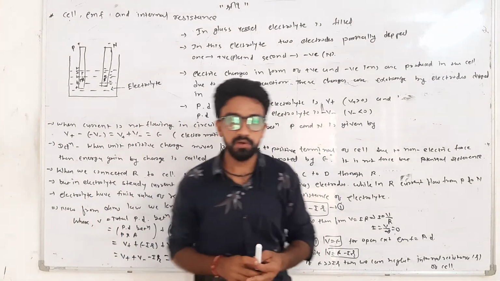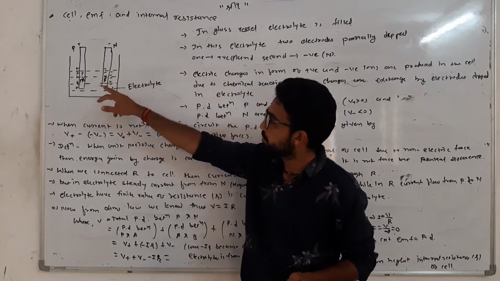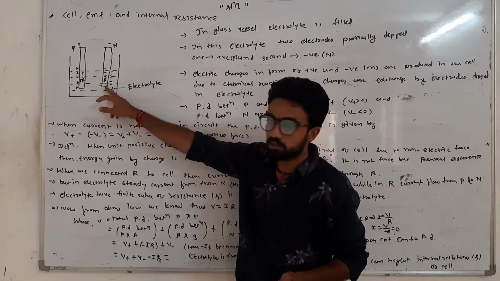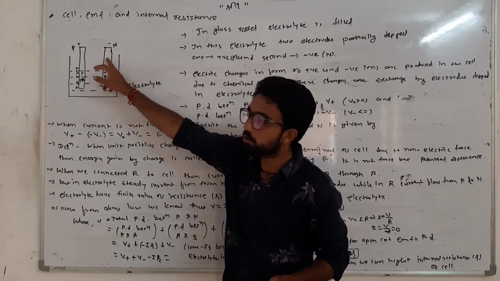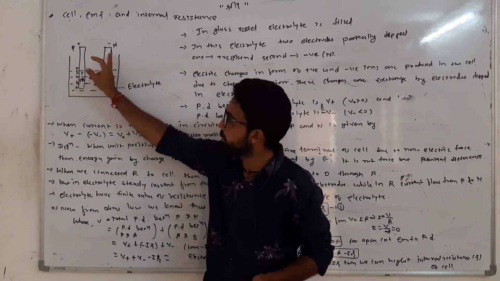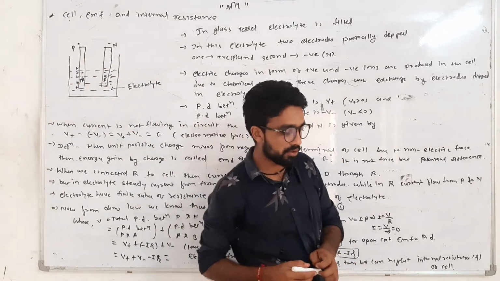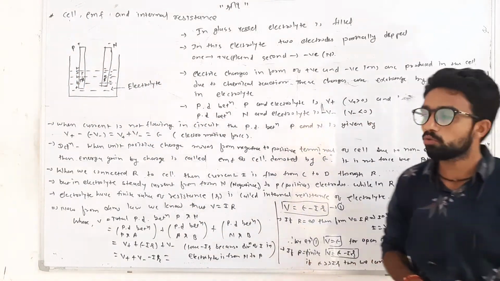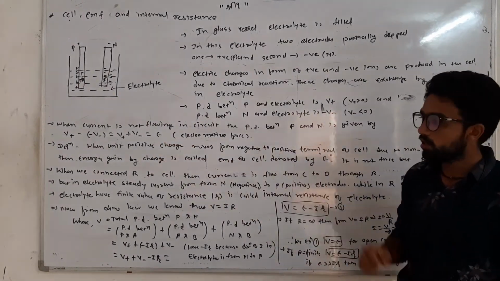Okay, what is the definition for EMF? Electromotive force is defined as when the unit positive charge is moved from the negative terminal of the cell to the positive terminal, the energy gained by that charge is known as electromotive force. That is denoted by e. Okay, simple.